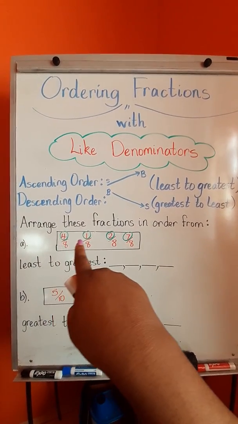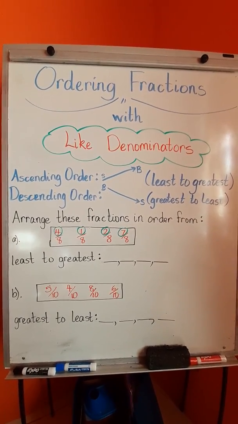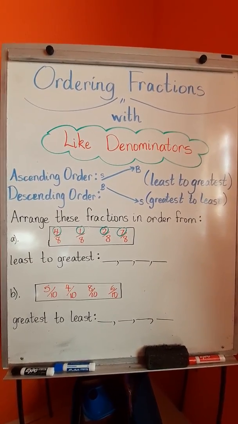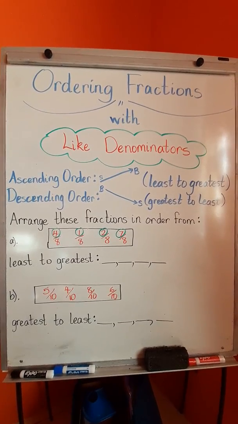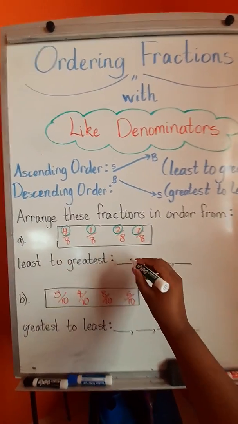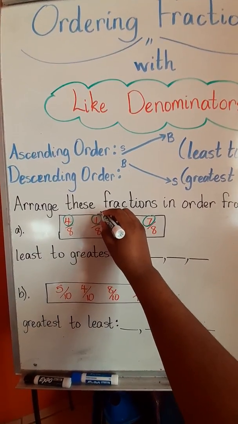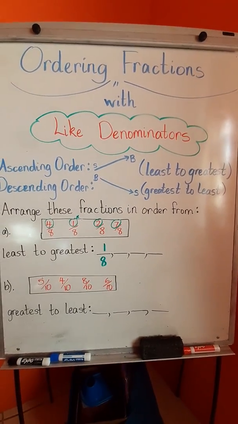Out of 4, 1, 2, and 7, which is smaller? Which is the least amount? The correct answer is 1. So the first fraction we will write is 1 over 8. And I'm going to put a little X on top because we've already used that.